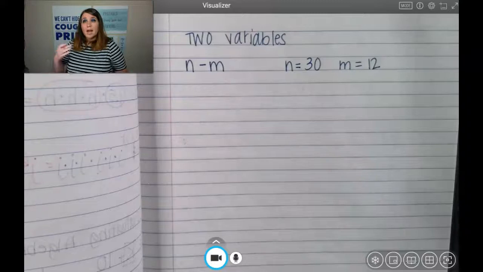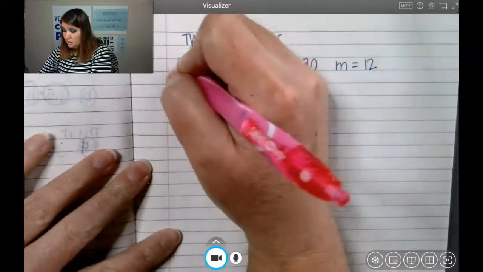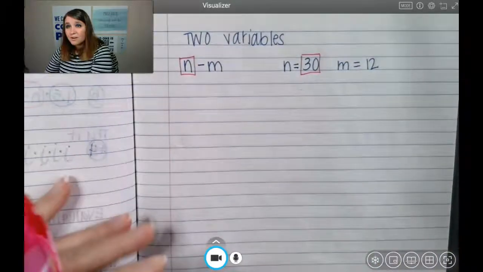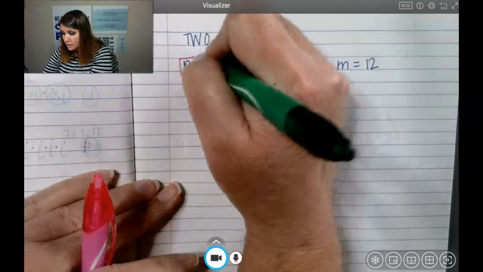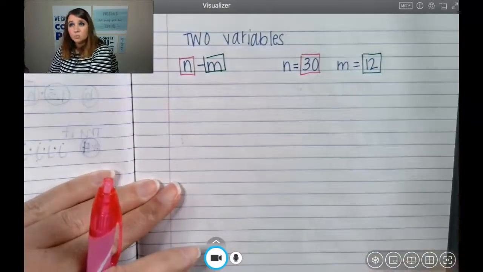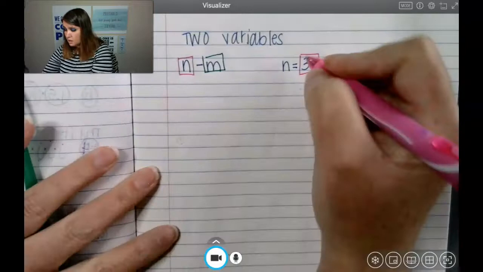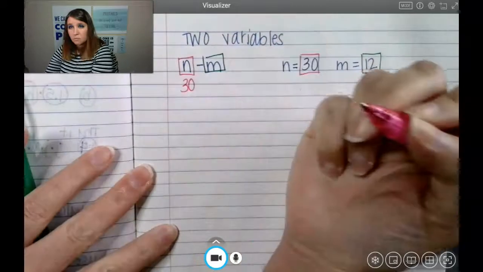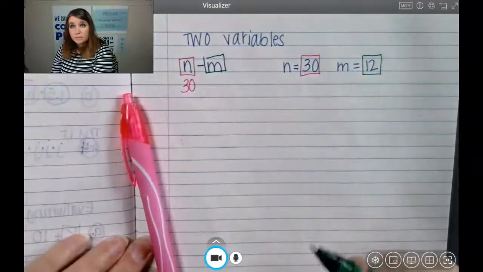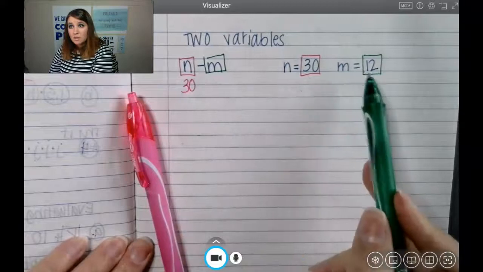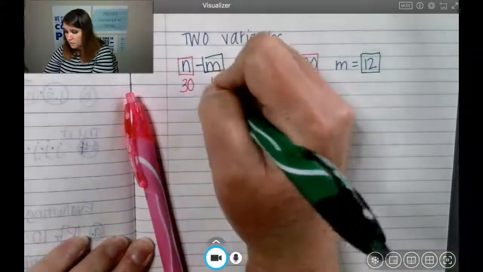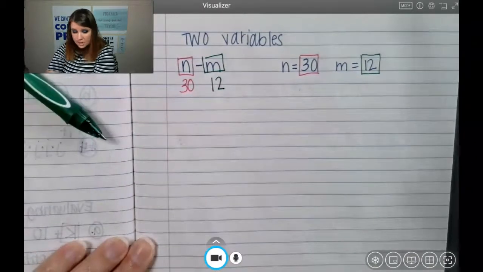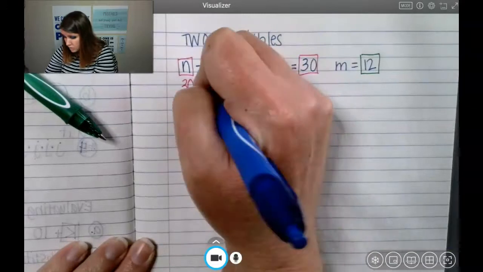Okay, so wherever I see an N, I am going to put 30. And wherever I see an M, I am going to put a 12. So step 1, N is 30. So I'm just going to put 30 right underneath it. Step 2, M equaled 12. So I'm just going to throw this 12 right there. So that means now I just have to drag down this symbol, which was subtraction.